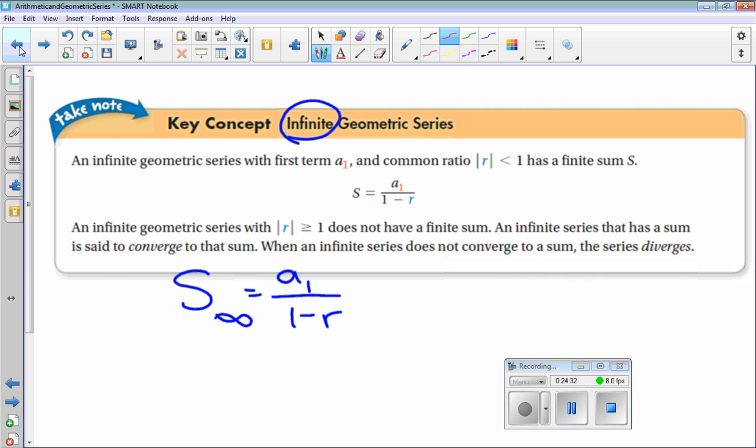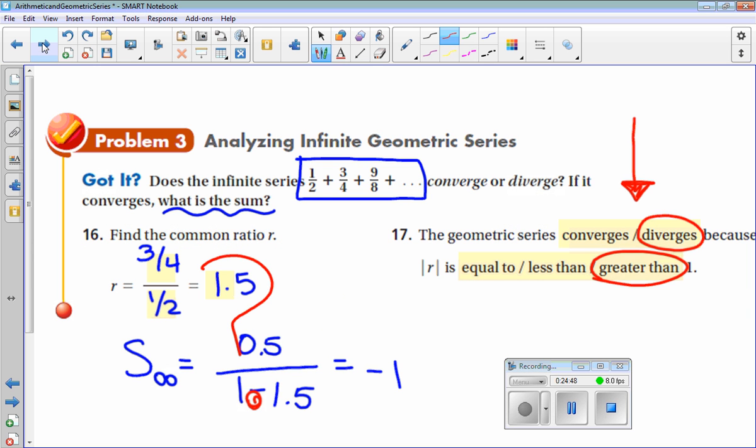Let's look back at the formula. The absolute value, if it's greater than 1, does not have a finite sum. Did you see that? If my r is bigger than 1, it's divergent. So what can I say here? My r is bigger than 1, so what am I going to say? It diverges, and there is no sum.